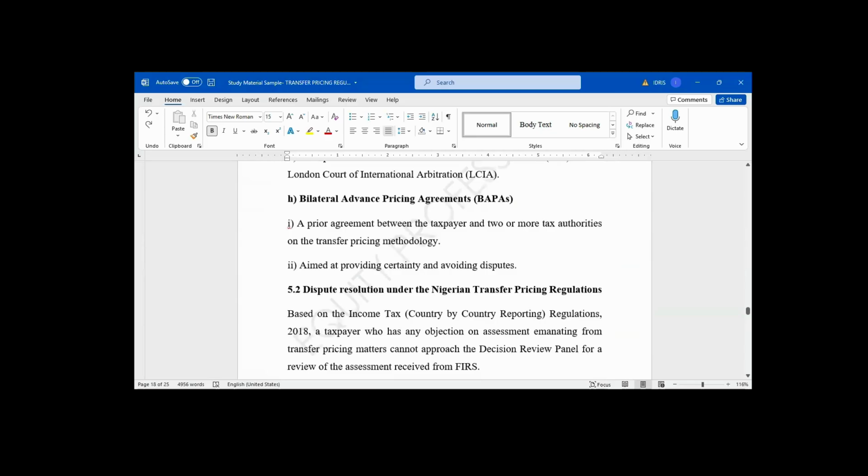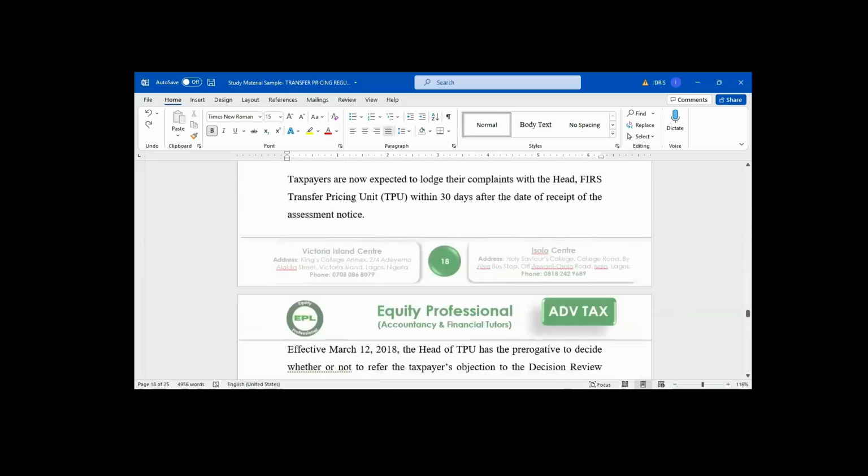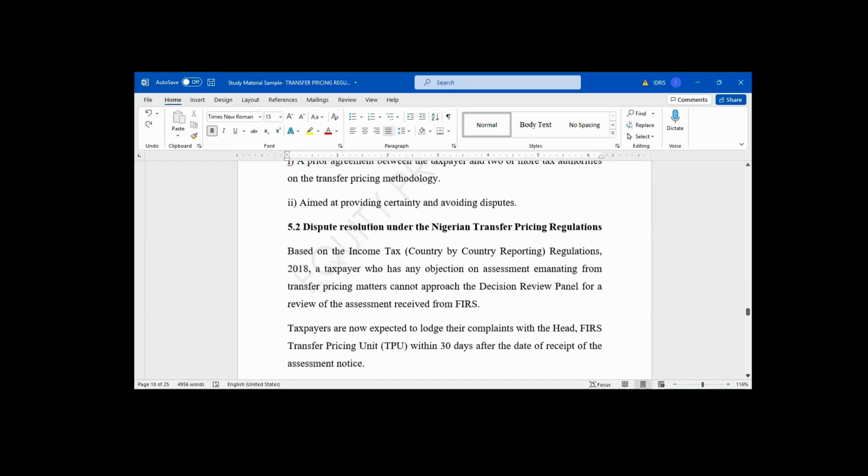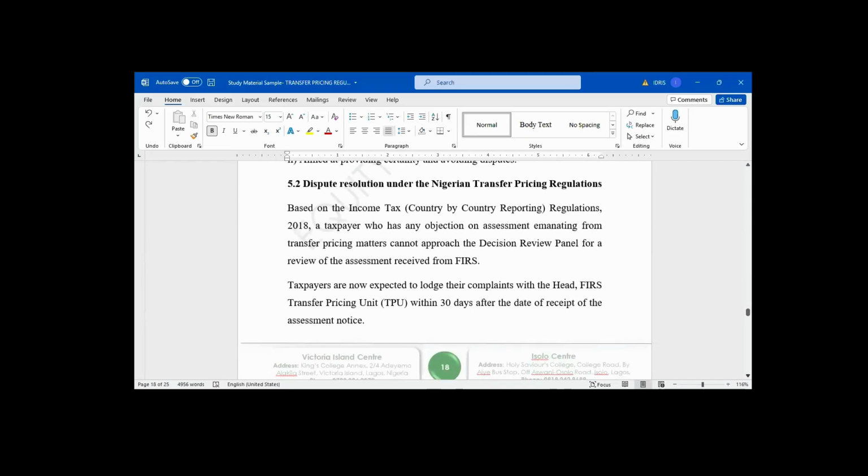How do we resolve transfer pricing disputes in Nigeria? As stated by the Transfer Pricing Regulation 2018, if you want to resolve a transfer pricing dispute in Nigeria, as specified by the Transfer Pricing Regulation 2018, you need to visit a decision review panel. If you have any complaint as a company relating to transfer pricing, or you have a dispute with the tax authority, you must visit the transfer pricing unit.